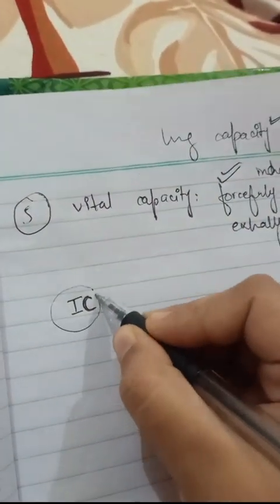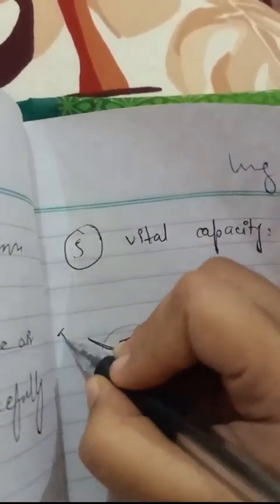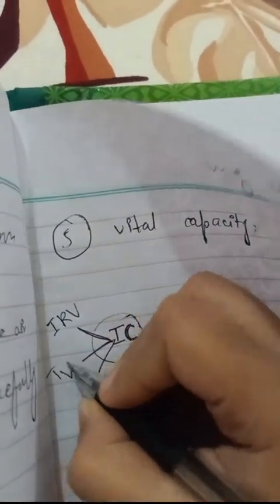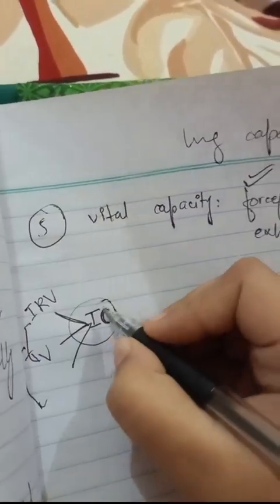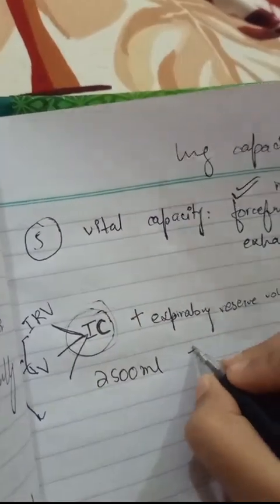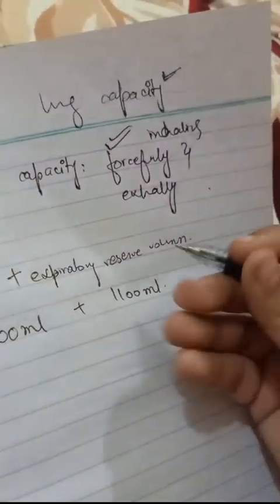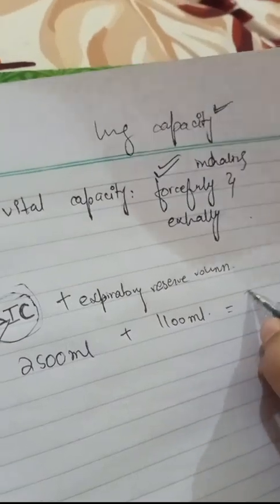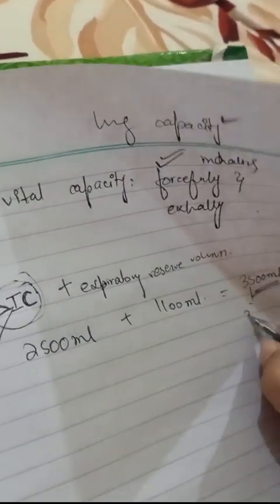So, as you all know, we have the IC, the inspiratory capacity, which involved the inspiratory reserve volume as well as the tidal volume. Both of these were in the inspiratory capacity, so we don't need to write them again. And this was the forceful inhaling, and this was the expiratory reserve volume. So the inspiratory capacity was 2500 ml, and this was 1100 ml. Expiratory reserve volume is inhaling the air and exhaling the air forcefully, so that is 3.5 liter.